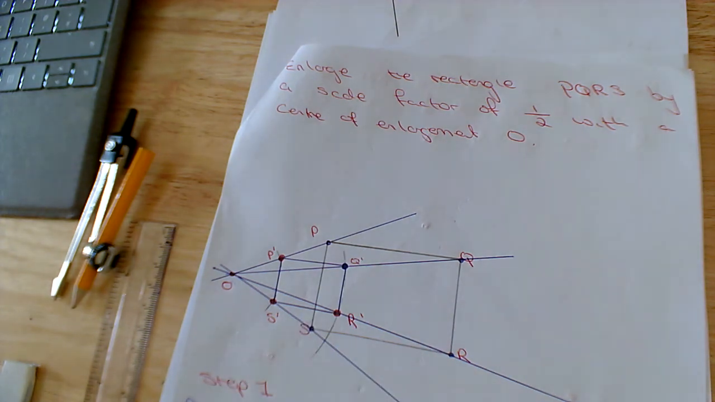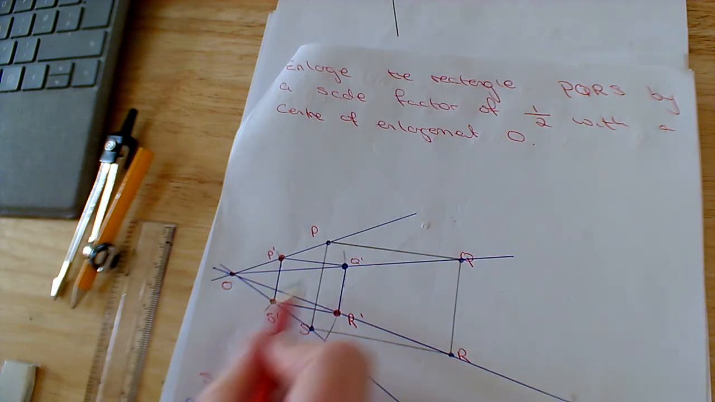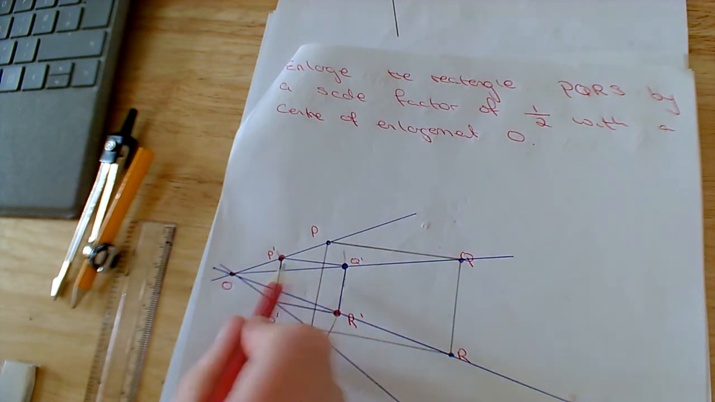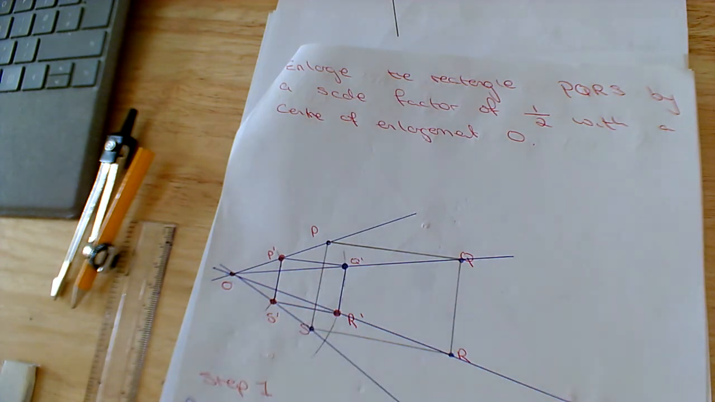One key thing that you need to note here is that it says its scale factor is a half. If the scale factor is less than 1, your shape is going to turn out to be smaller than your original shape. If it's greater than 1, it's going to be larger than your original shape. What we're going to see here is that my new construction is going to be smaller than my original construction.